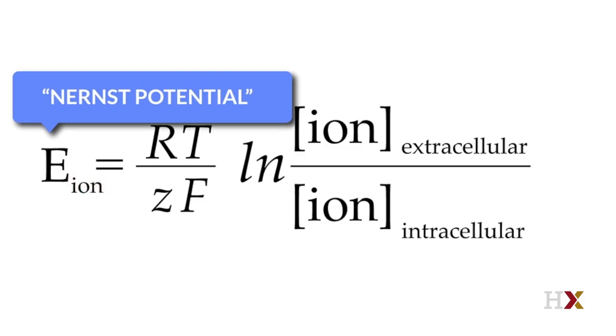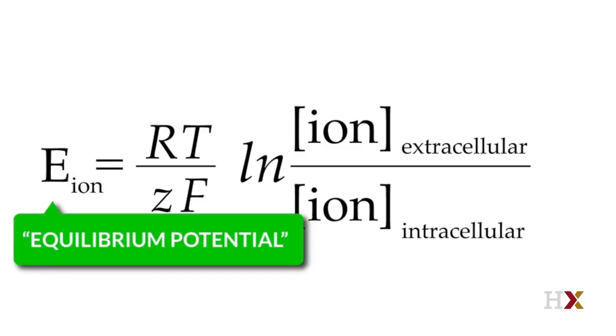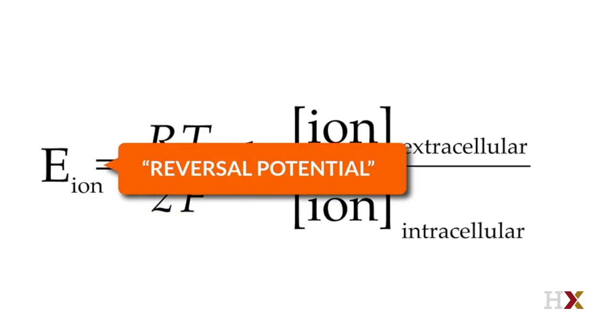The Nernst potential is reached when the system is at equilibrium, so you'll sometimes hear it referred to as an equilibrium potential. The reversal potential is the point at which the net flux of ions switches directions. We usually refer to reversal potentials when talking about ion channels.